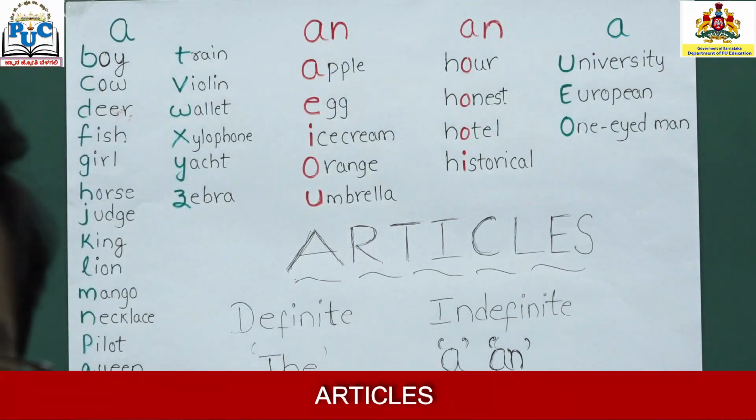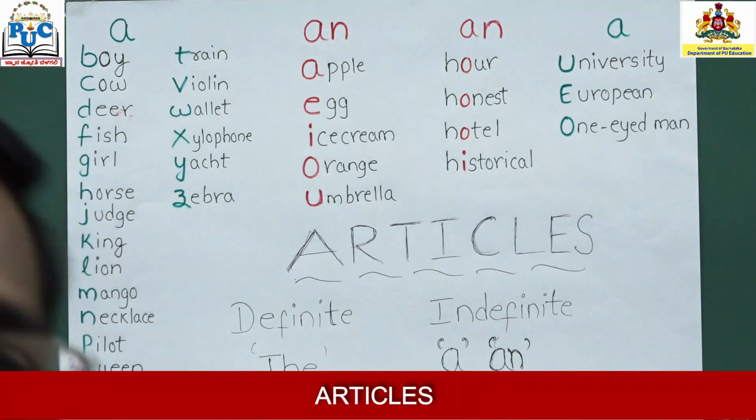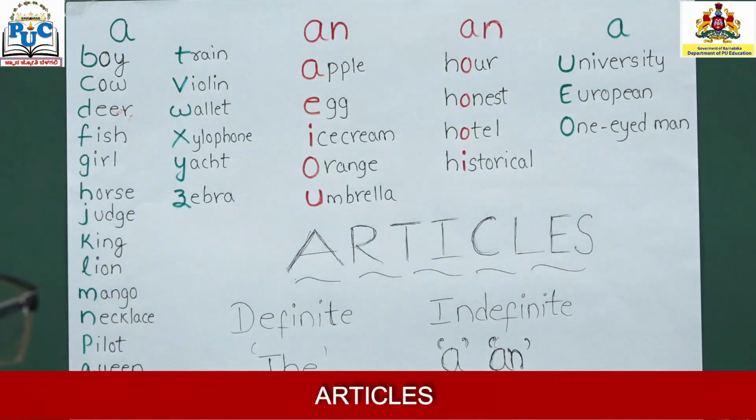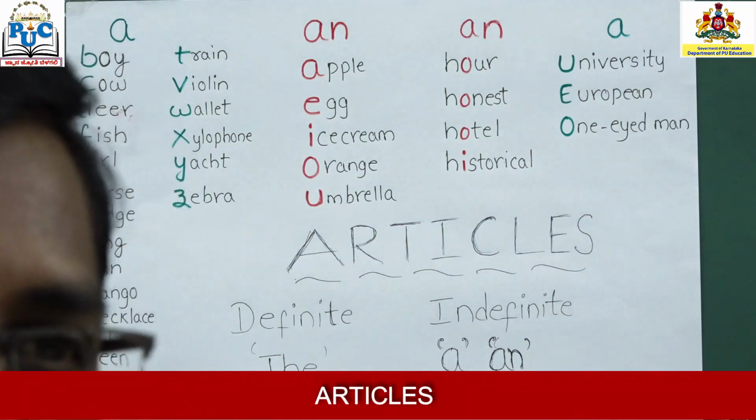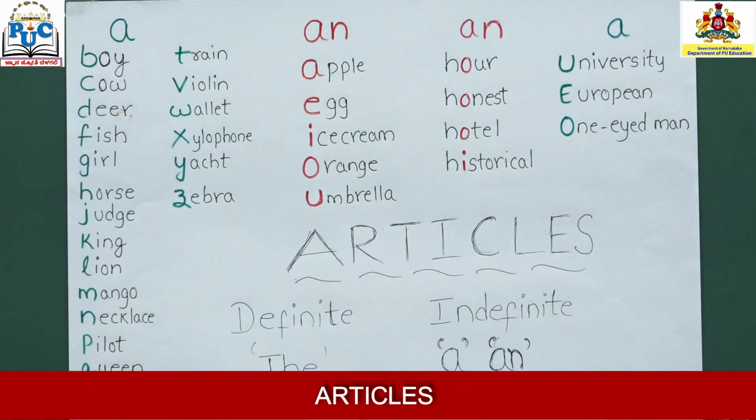That's the reason I explained to you regarding the long vowels, the short vowels and the diphthongs. In the English alphabet, we have 26 letters.